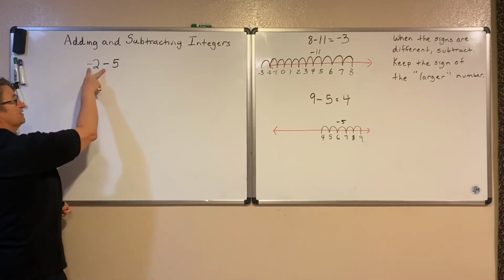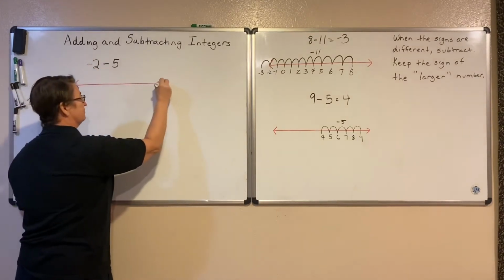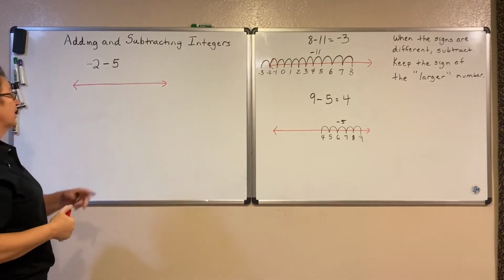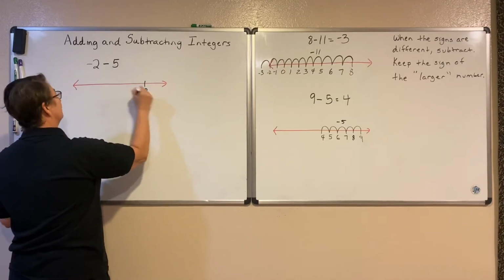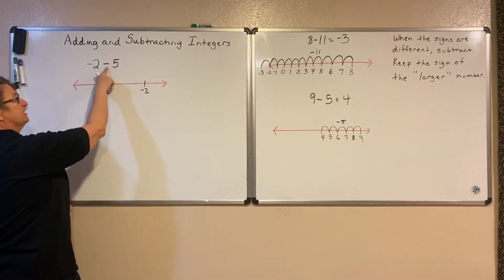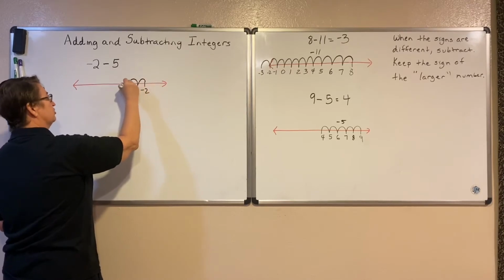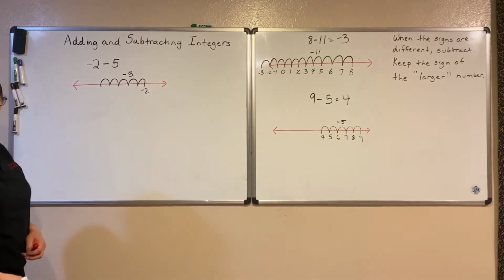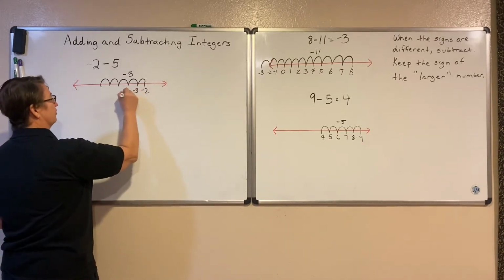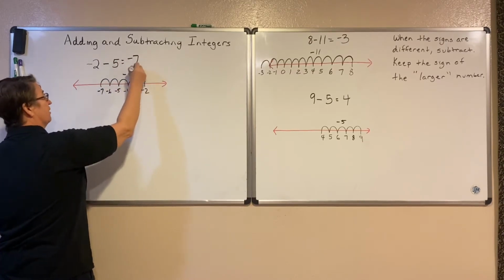So this time my signs are the same. They're both negative instead of one being negative and one being positive. I'm going to do that same thing where I start at a negative 2. But this time I'm going further in the negative land. So I'm going to go to the left 5 more. 1, 2, 3, 4, 5. Notice I'm walking further into negative land. So negative 3, negative 4, negative 5, negative 6, negative 7 is where I ended up.